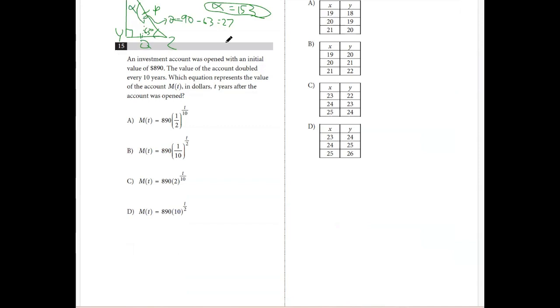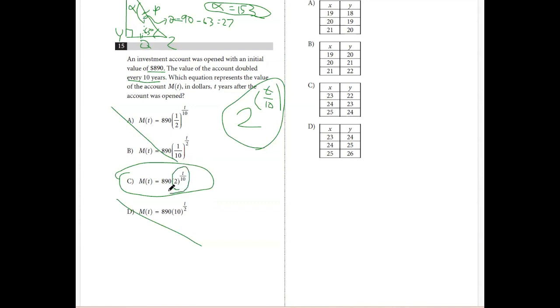Okay. An investment account was opened with an initial value of $890. The value of the account doubled every 10 years. Since we say doubled every 10 years, it's going to be T over 10. When I say every some number of years, that number of years should go in the denominator. Which equation represents the value of the account M of T years after the account was opened? So immediately, all of A, B, and D are wrong because I'm trying to look for this form. So C is correct because it has the 2 to the power of T over 10. This is the canonical formula for an exponential function. Please keep this in mind.